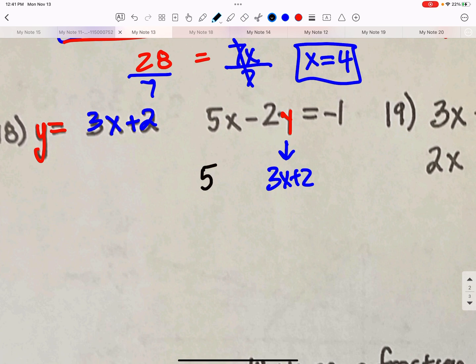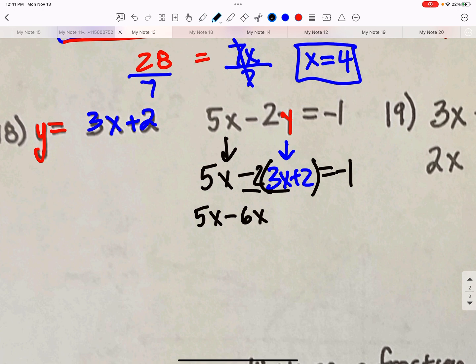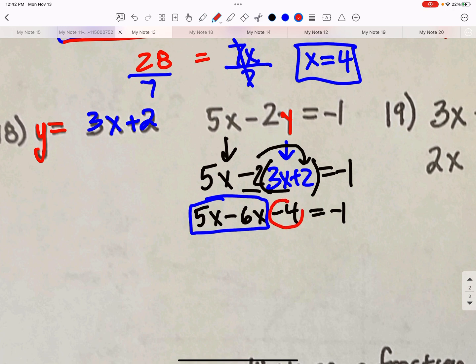All right, 5x minus 2, 3x plus 2. Everything else is the same. All right, we have a Starbucks order. Negative 2 times 3x is negative 6x. Negative 2 times positive 2 is negative 4. A lot of you guys put positive 4 equals negative 1. I make my teams. Negative 5x minus 6x. Negative 4, negative 1. We really have 5x minus 6x is negative 1x. Minus 4 equals negative 1.